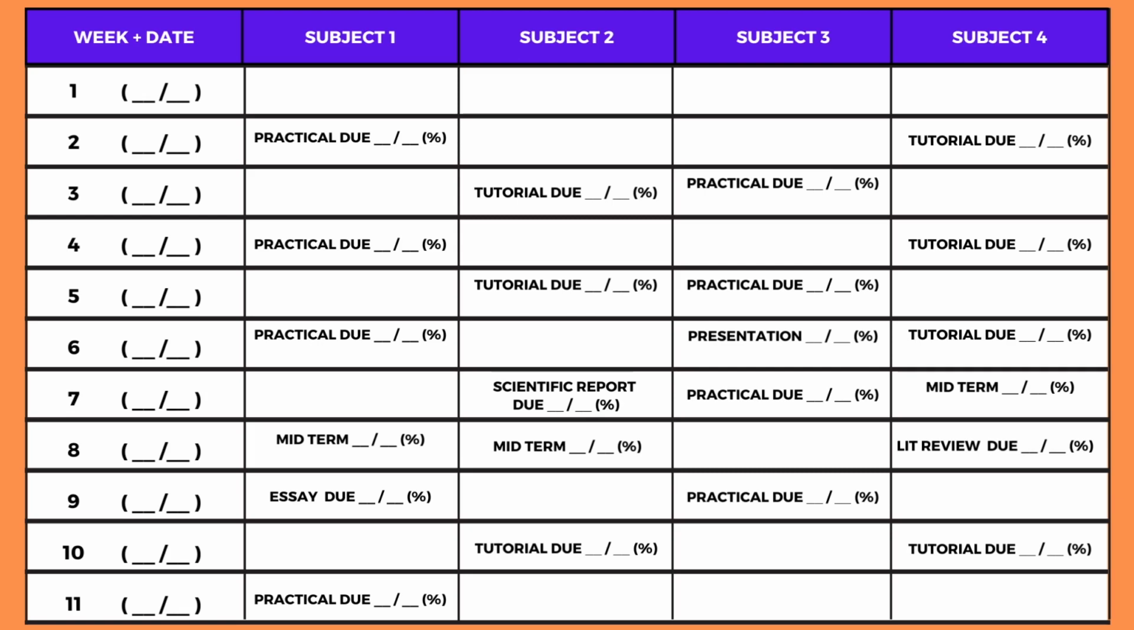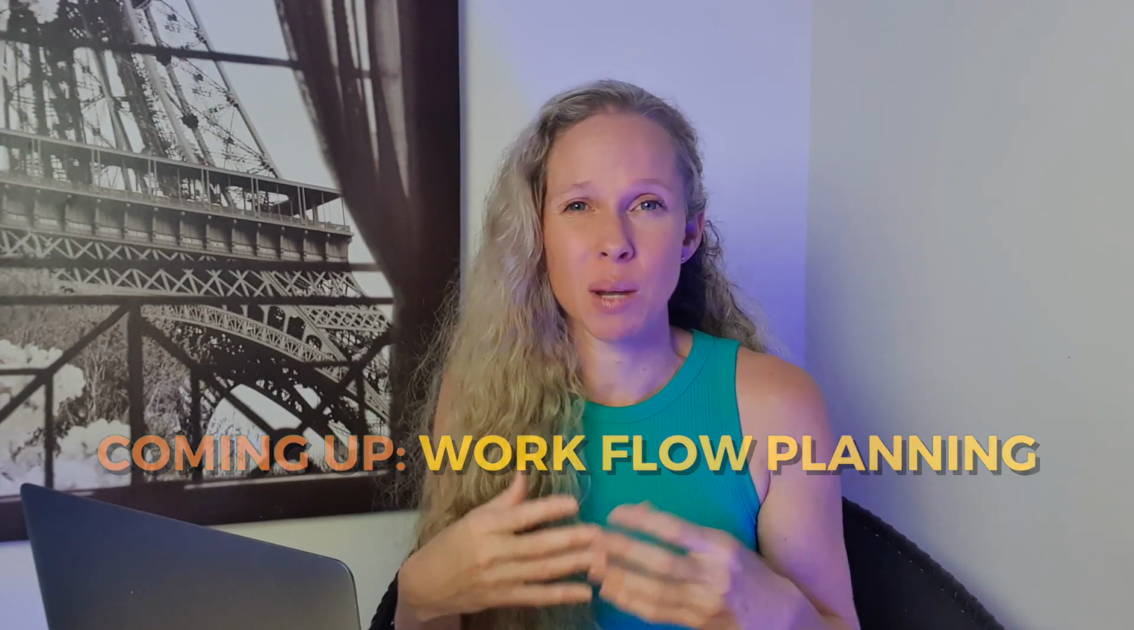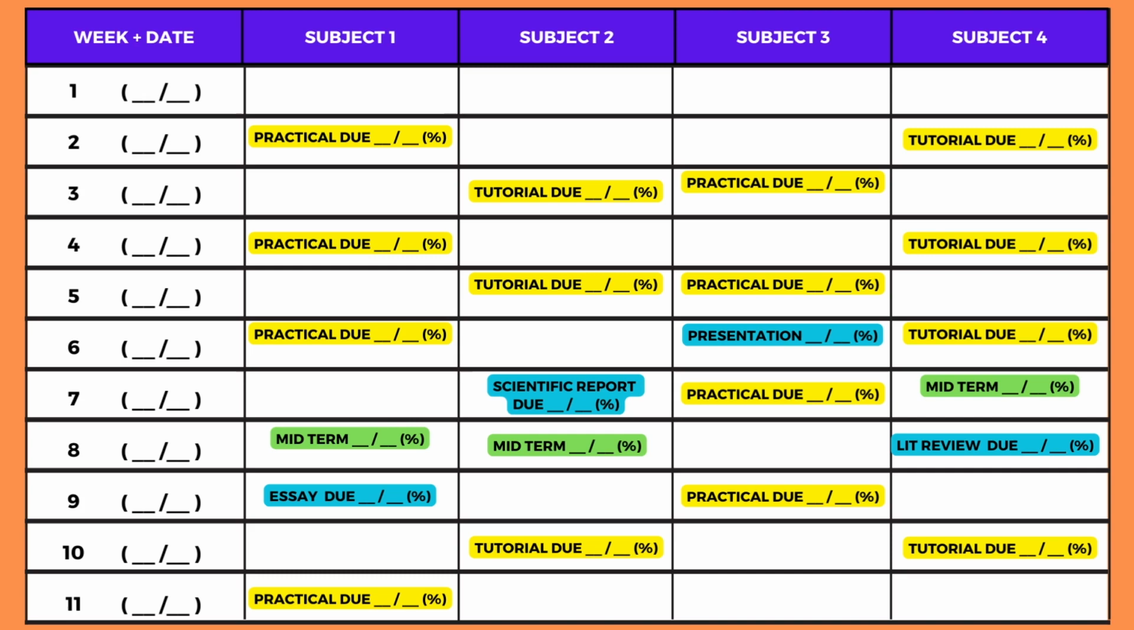Once I'd finished adding the assessments for all of my subjects on the planner, I'd group them together. Smaller assessment pieces that were worth less than 5%, for example, practicals and tutorials that are often only worth 1 or 2%, were highlighted in one color. Then midterms and final exams were highlighted in a different color. And then my larger assessment pieces, so things like scientific reports, essays, literature reviews, and presentations that required a lot of work beforehand, were highlighted in a different color. And those larger assessment pieces were usually worth more marks anyway, so 10, 15, or 20%, sometimes more.